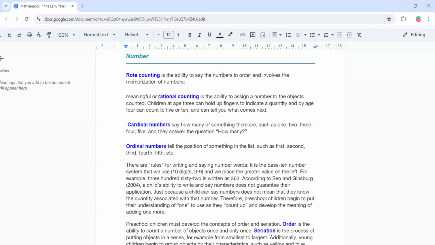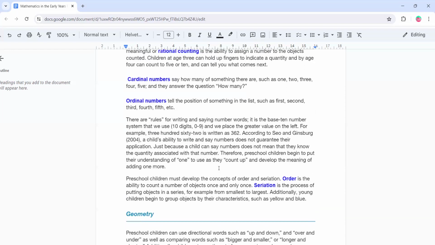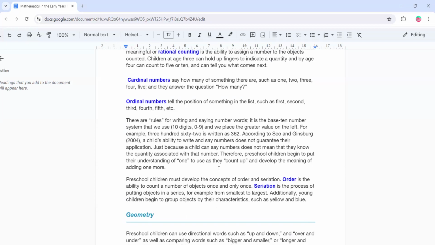There are rules where we use the base 10 number system, which has 10 digits from 0 to 9, and the greatest number comes to the left when we write, like 362. 3 is the greatest value, so it comes to the left. And also, preschool children must develop the concept of order and seriation.